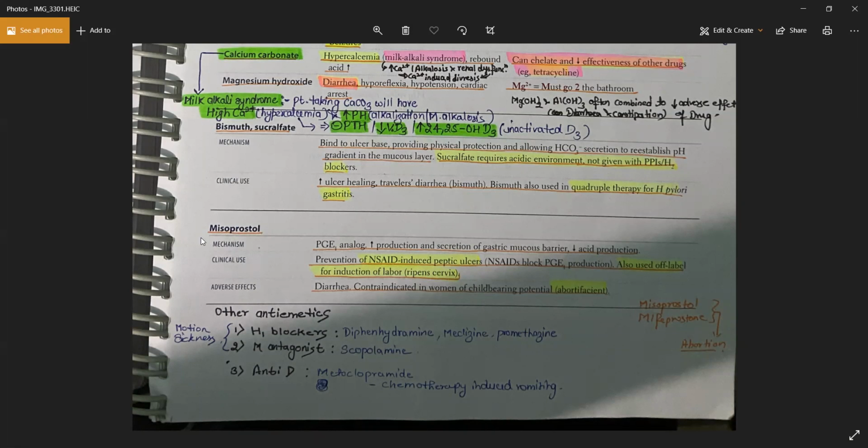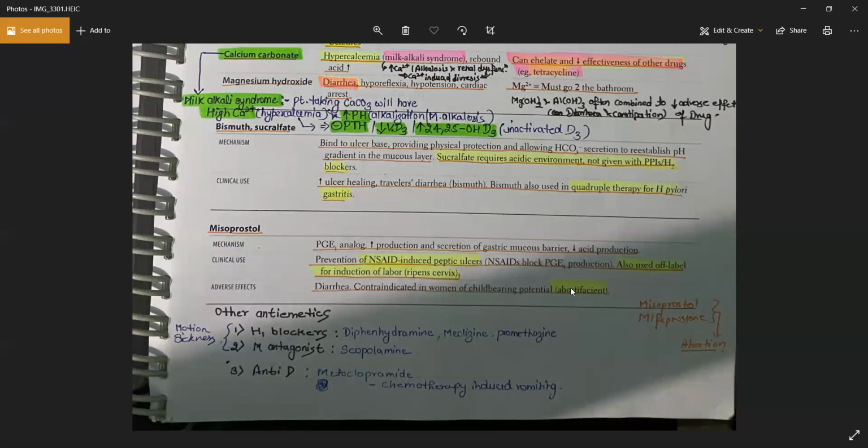That's all about it. It's a prostaglandin analog. It will increase the mucosal barrier by decreasing acid production. Adverse effects include diarrhea. It is contraindicated in women of childbearing age because of the abortifacient activity. And you generally give the misoprostol along with the mifepristone for abortion. It is very important. The mifepristone is the antagonist of the progesterone.